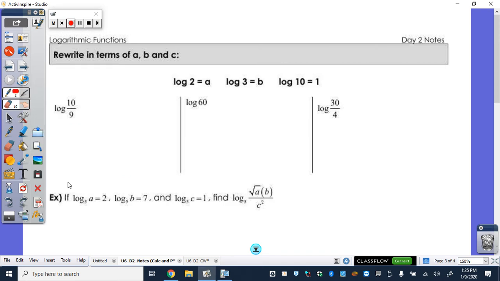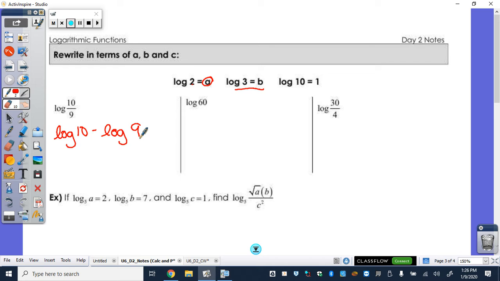So for this one, they're telling you to rewrite these in different terms. They tell us anytime I see a log 2, they want us to replace it with a. Log 3, they want us to replace with b. Log 10 simplifies down to 1. So looking at our first example, I'm going to use my rules of expanding because those two things are being divided. That means I want to actually subtract their logs, so log 10 minus the log of 9.